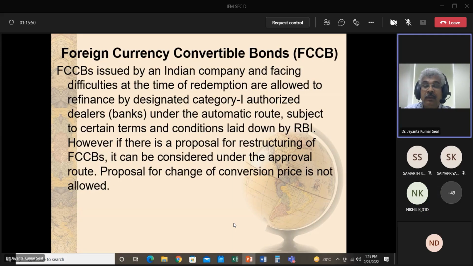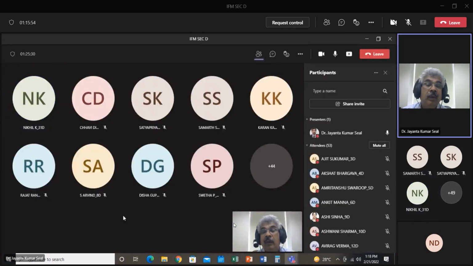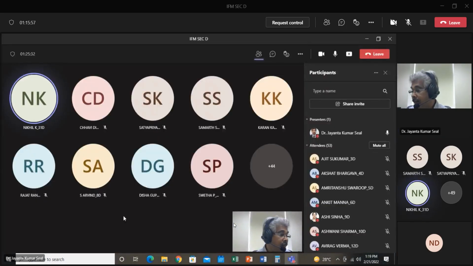Any question? Somebody? Yes, sir. Sir, if at all FCCB holders want to go for equity, then how will the company manage? Will the company manage through buyback? Like, if at all it is trading in the Sensex?